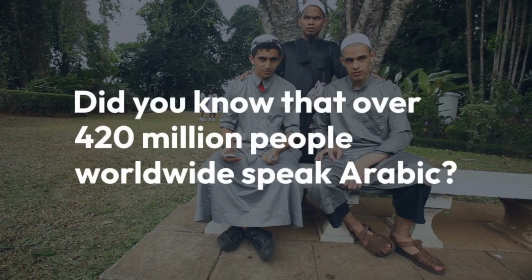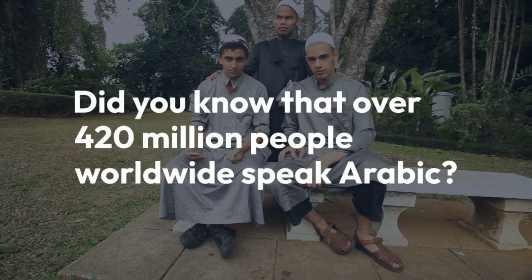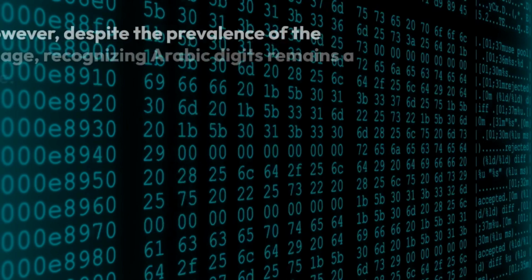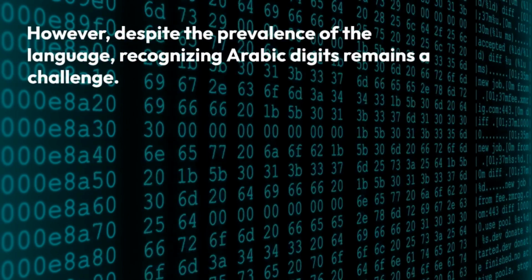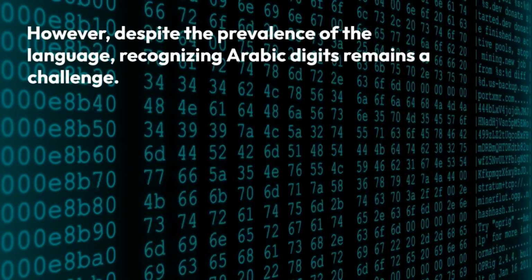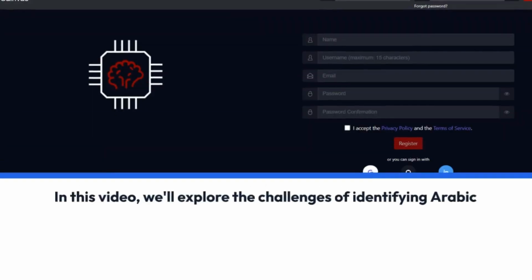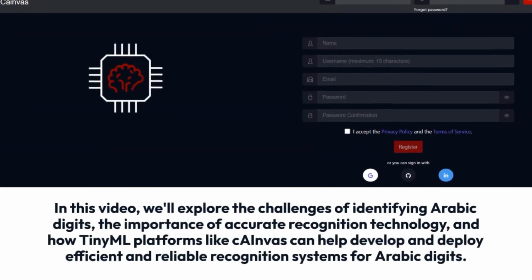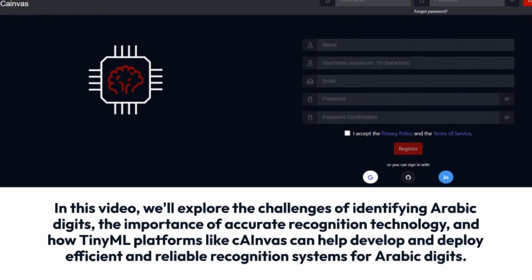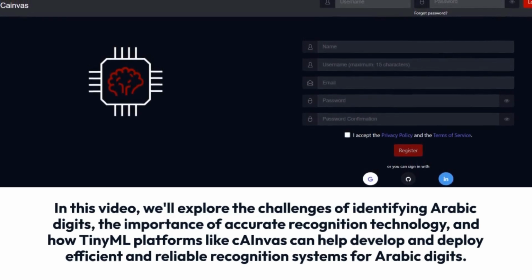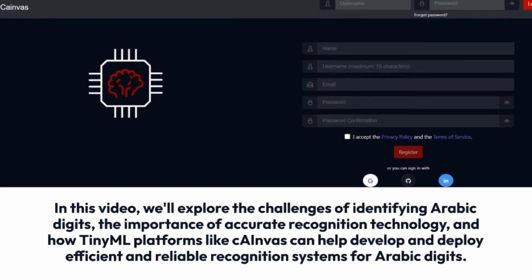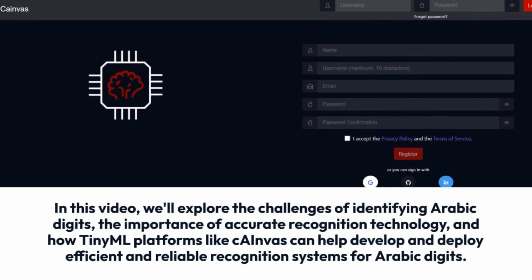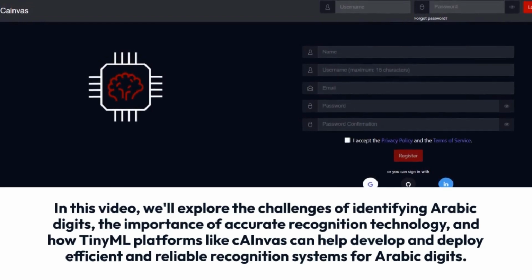Did you know that over 420 million people worldwide speak Arabic? However, despite the prevalence of the language, recognizing Arabic digits remains a challenge. In this video, we'll explore the challenges of identifying Arabic digits, the importance of accurate recognition technology, and how TinyML platforms like Cainvas can help develop and deploy efficient and reliable recognition systems for Arabic digits.